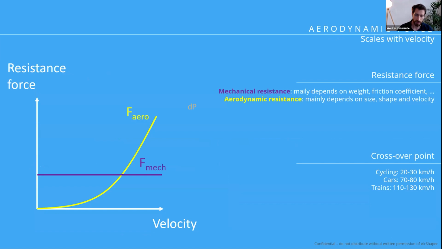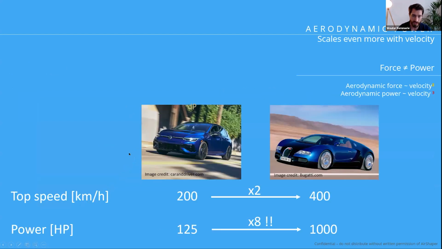Now, why is aerodynamics important? I won't linger on this too much. You probably already have a good basis here, but aerodynamic forces scale with the square of the velocity, rather than mechanical resistances, which are often even just constant. So that means if you take your Volkswagen Golf with around 125 horsepower and you can reach 200 kilometers per hour, you need 8 times as much power to reach double the velocity. That's because the actual power required scales with the third power of the velocity, and that is immense. So as you can imagine, for airplanes and even rockets and so on, this becomes extremely important.